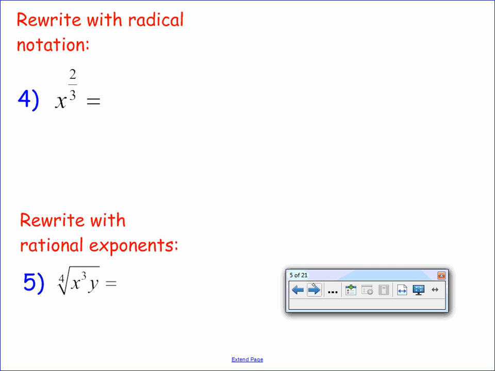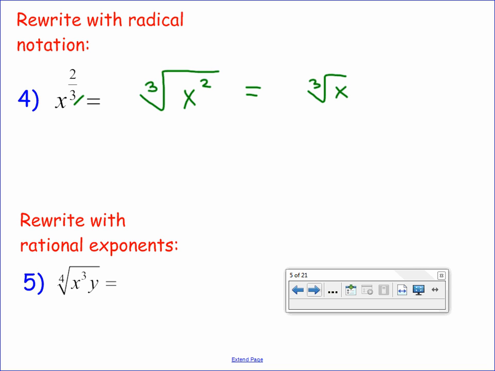All right, let's go ahead and take a look at our notation. We can rewrite a fractional exponent with radical notation, or we can write a radical expression with a fractional exponent. Let's do each. To rewrite with radical notation, we can do that 2 different ways. X to the 2/3 power could be rewritten as the cube root of x squared, or we could rewrite this as the cube root of x, and then all squared.